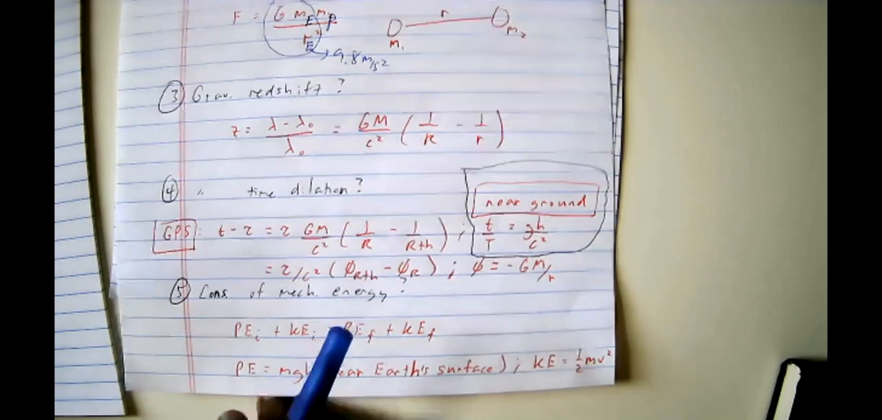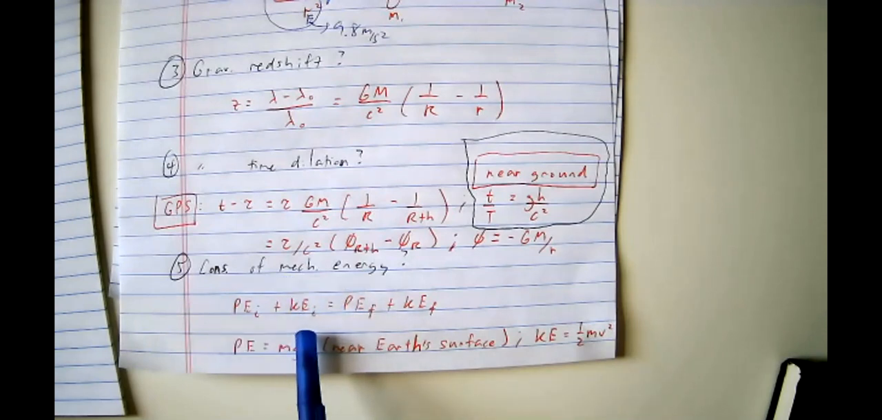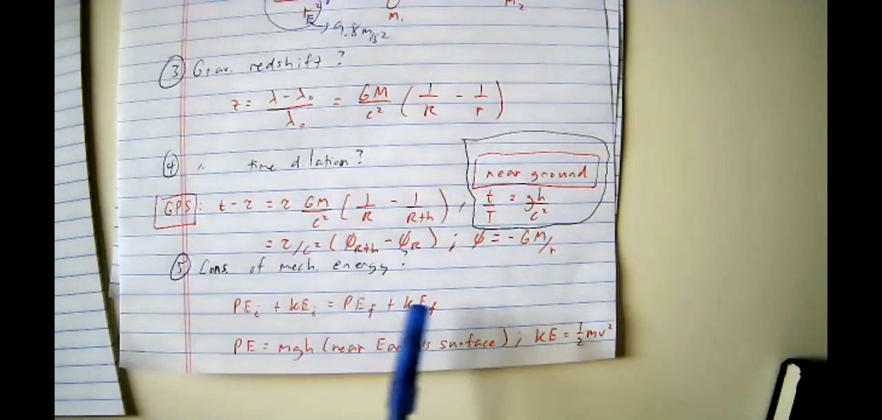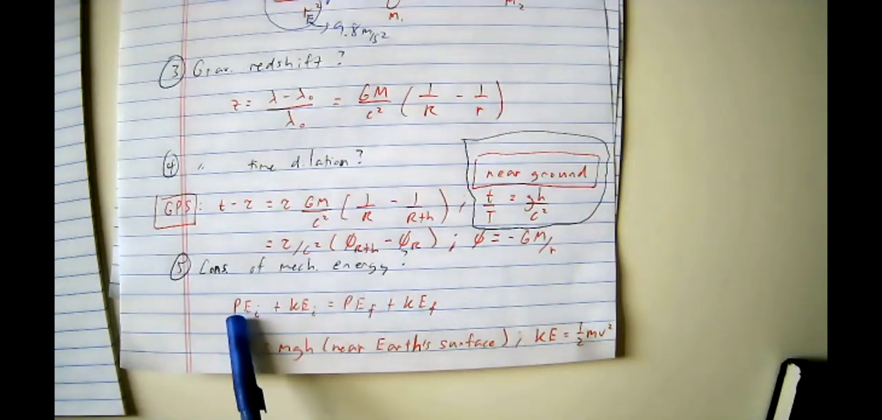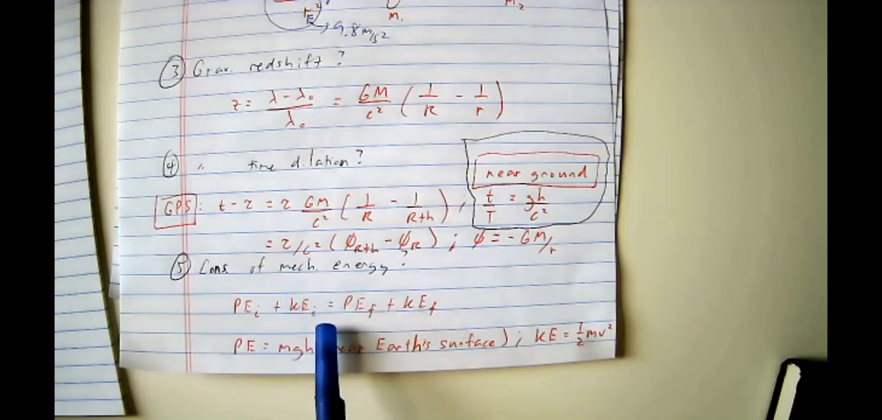And lastly, you need to know conservation of mechanical energy, and namely potential and kinetic, the summation is conserved. And subscript I just means initial, subscript F just means final. So this is the initial total energy, this is the final total energy. And the potential energy is also known as positional energy, and kinetic energy is also known as motional energy. And potential is just mgh, and kinetic is one half mv squared, okay, for energies.